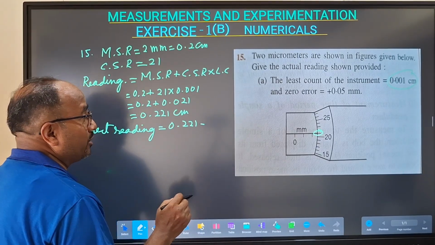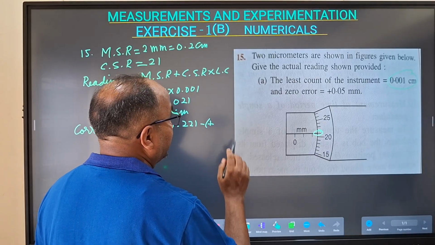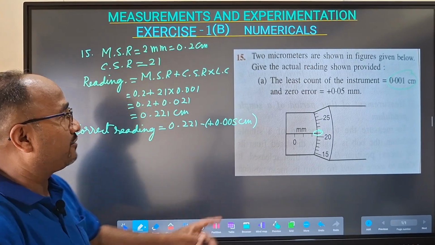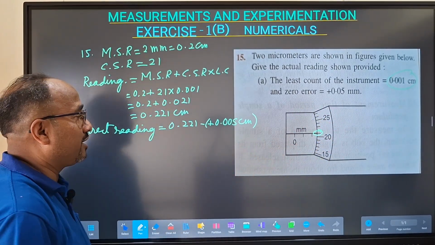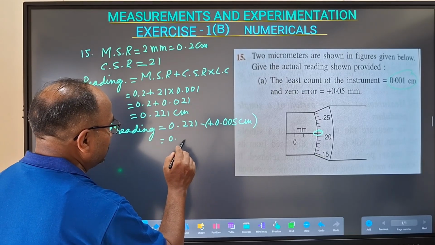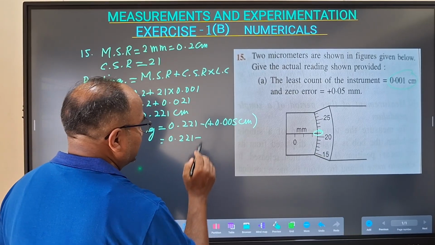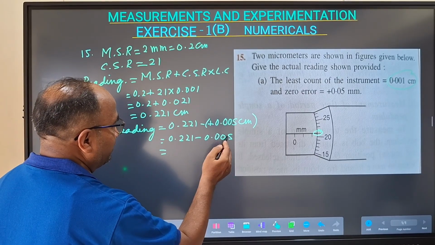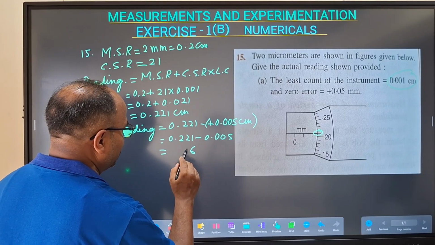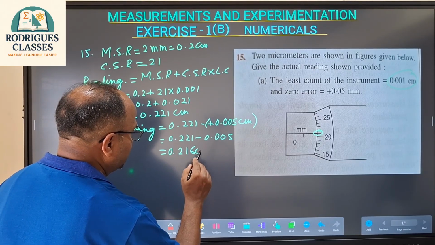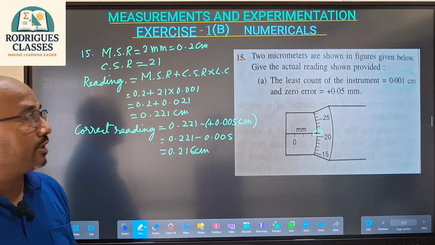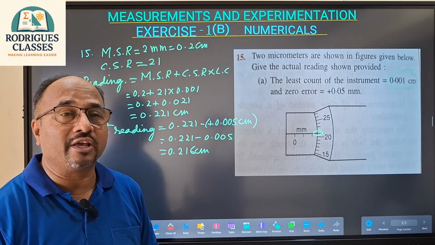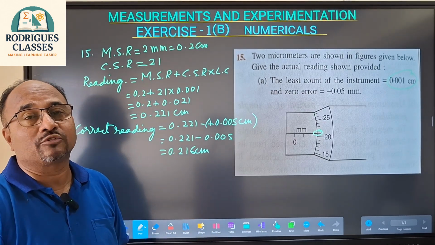0.221 minus the zero error, okay, with the sign. So it is 0.005 centimeter, okay, because this was in millimeter and I've taken it in centimeter, so you can see I've shifted the decimal one place back. So that is 0.221 plus minus is minus 0.005. So 1 and 5, so 11 minus 5 is 6. This will change to 1 minus 0 is 1. This is remaining as 2. So this is your answer. Okay, so that is how to make use of the picture which is given to get the information about MSR and CSR. If that is clear, these numericals are absolutely very easy.